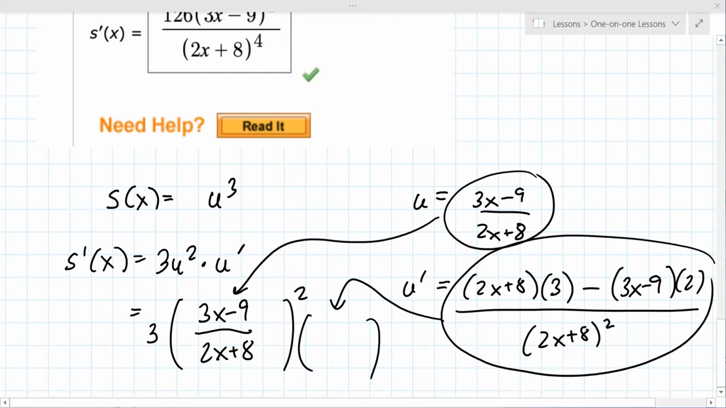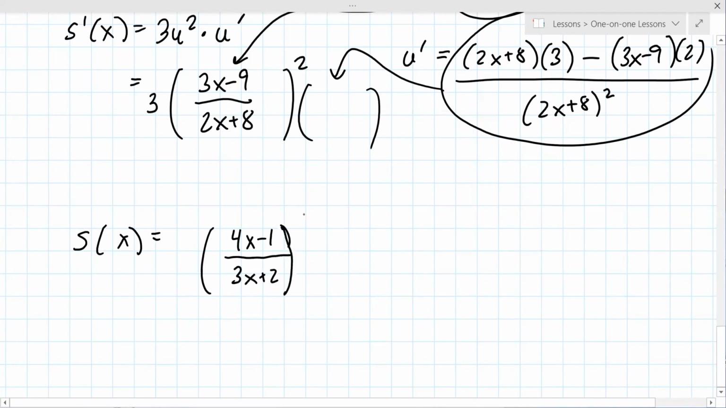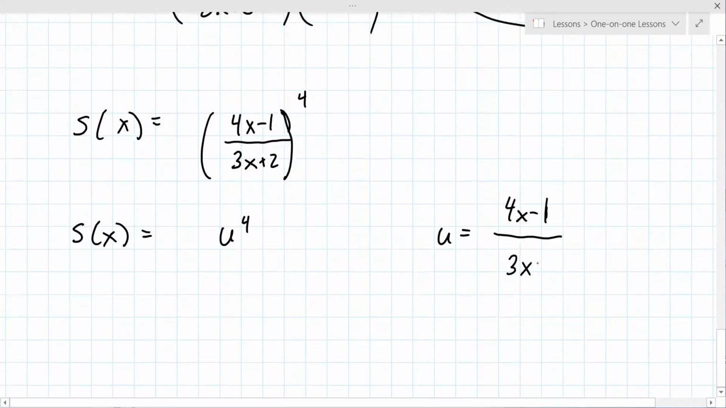Would you like to do one like this? Yeah, I would, because I just got thrown off when it was cubed, so I should probably practice something like that. So that number won't matter. Here, let's do s of x equals 4x minus 1 over 3x plus 2, to the power of 4. So this is really u to the 4th, where u equals 4x minus 1 over 3x plus 2. So give that a shot, please.